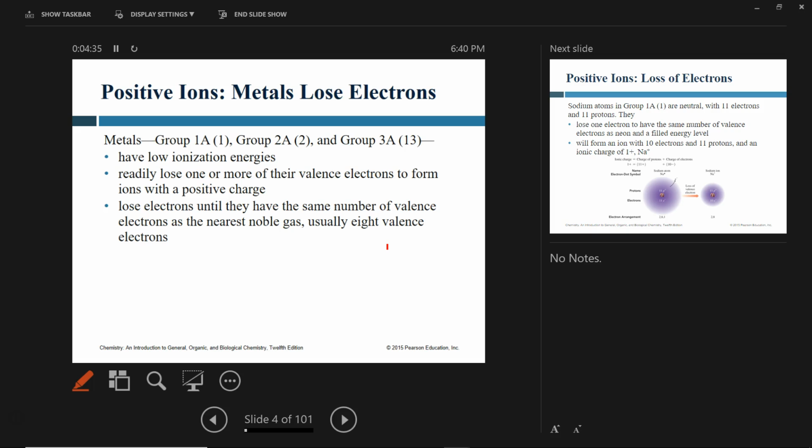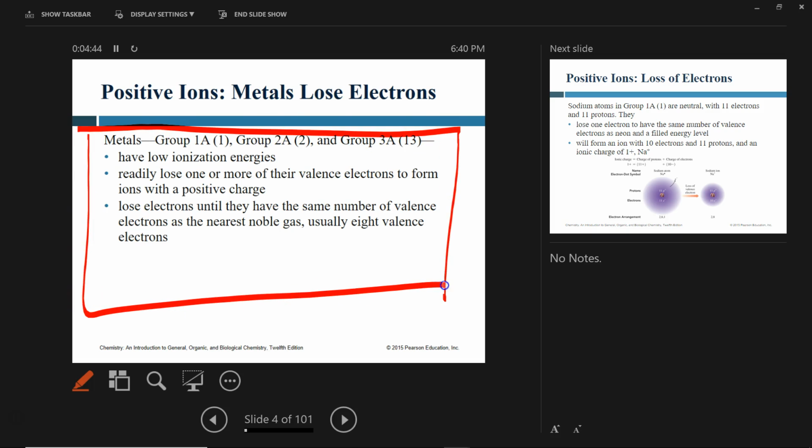Okay? So basically, positive ions are formed by the metals of the first, second, and third representative groups, 1A, 2A, and 3A. So for instance, again, if you look at the periodic table, you will see calcium. Calcium has 2 electrons on the outer shell. It will lose 2 and become a cation, a positively charged ion, with a charge of +2.